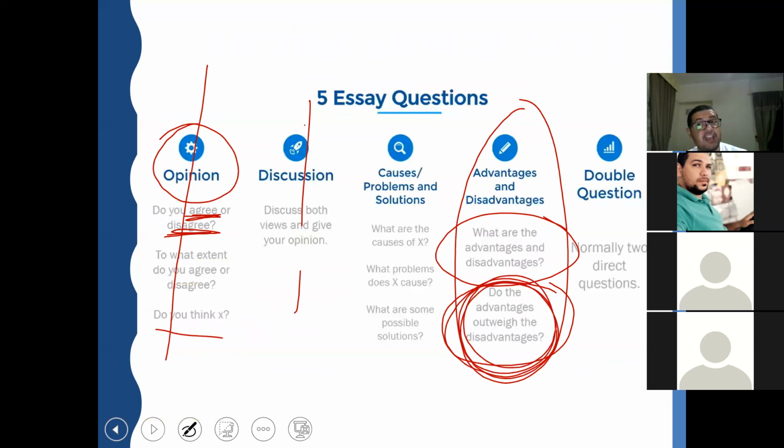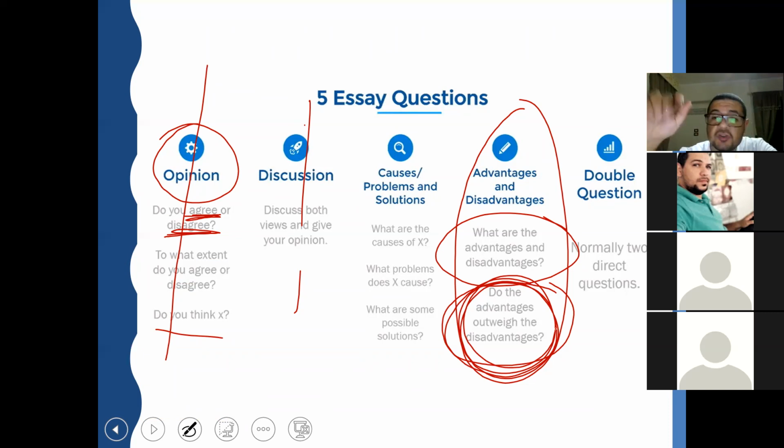When I say, do the advantages outweigh the disadvantages? My answer should be what? Yes or no. This is your opinion, right? So in advantages and disadvantages essays, we have 2 possibilities. The first possibility is that he gives me the question of what are the advantages and disadvantages. Here, you forget about yourself. You put yourself apart and you just be objective and talk about both without mentioning your opinion.